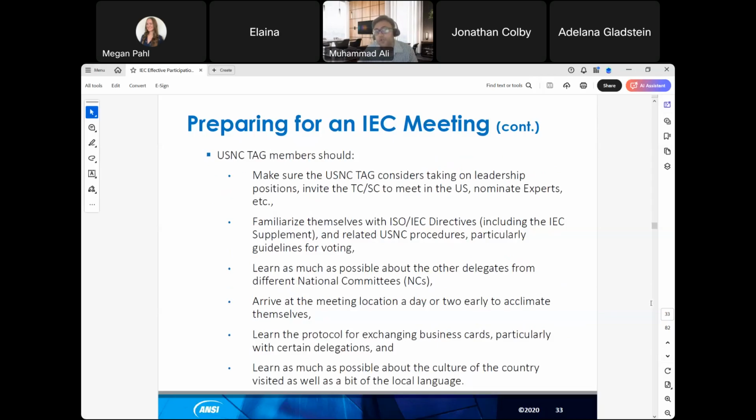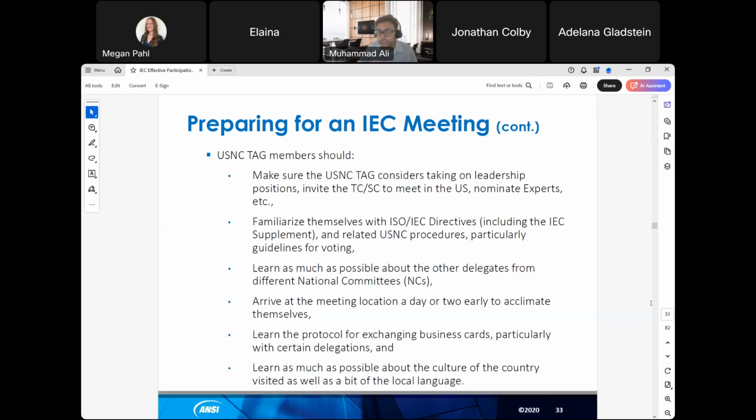USNC TAG members should also make sure that the USNC TAG considers taking on leadership positions where it is strategic enough for the US and where it's important. Familiarize themselves with the directives, because they are really the guiding principles of how the work should get done. And you can actually intervene and call upon any other national committee that does not comply with it.